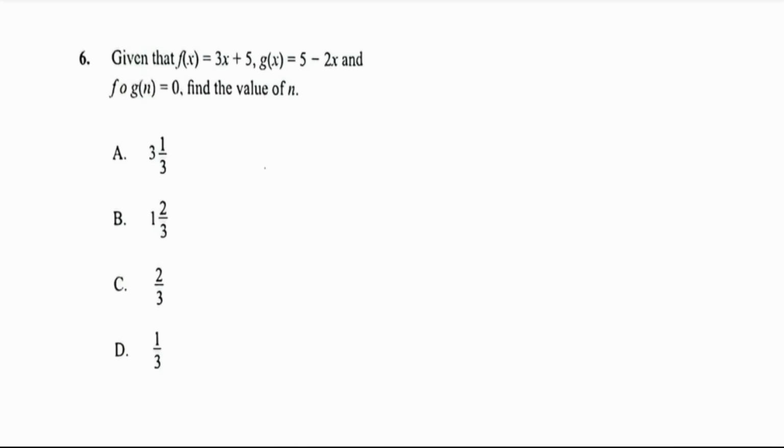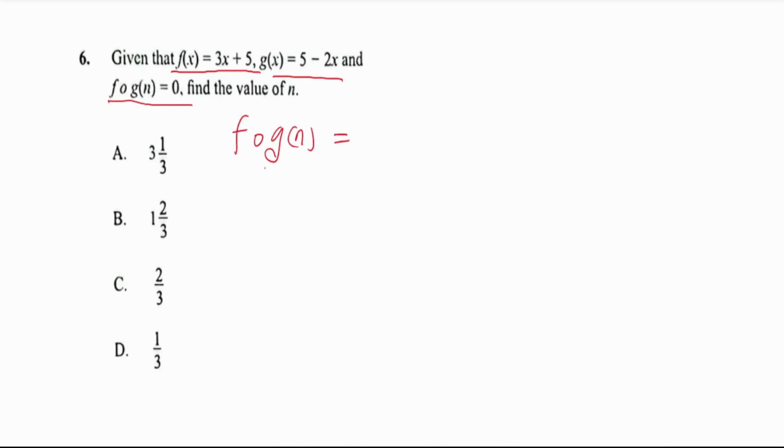So we start by getting the main facts from the problem, which is the first one, f of x being equal to 3x plus 5, and then the second function, g of x being equal to 5 minus 2x. And then we start from the main question we are answering, f of g of n equals 0. So we start with f of g of n.